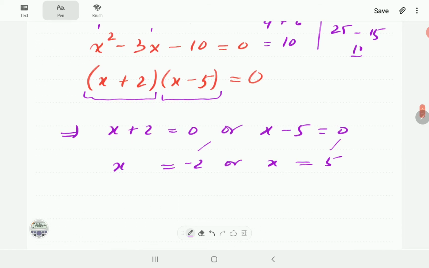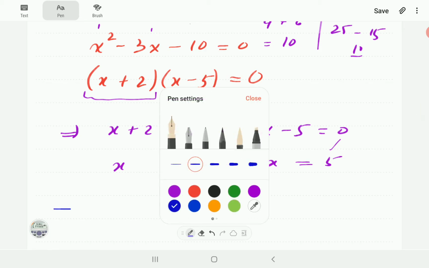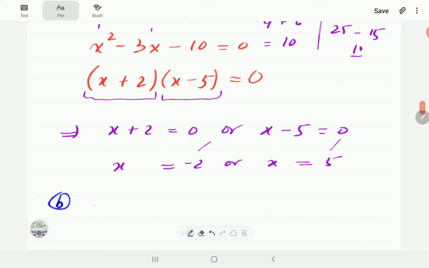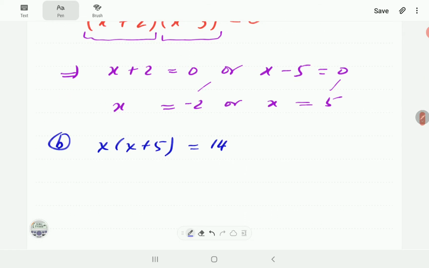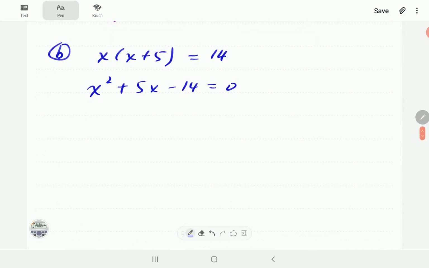All right, in example number B, imagine that we have x into x plus 5 is equal to 14. So again, we're going to have to bring everything to the same side, and we're going to have to remove this bracket. So we're going to have x squared plus 5x minus 14 equal to 0.